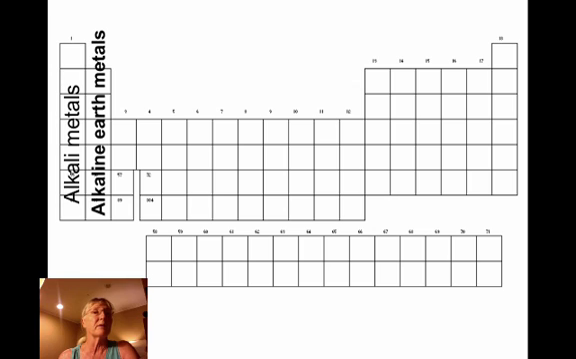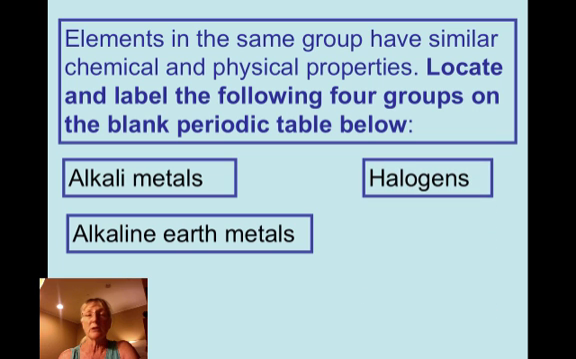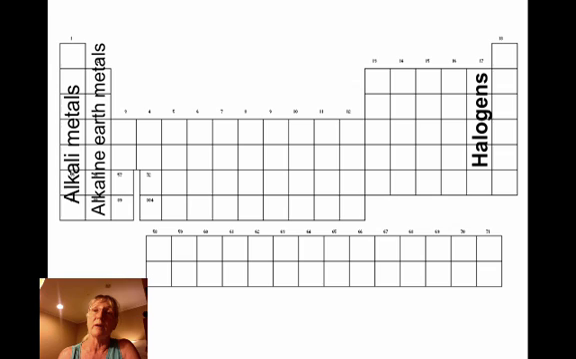Now there's a large number of columns that aren't named on the periodic table. So we're only going to identify the four that our book mentions, and the second to the last column over on the far right hand side are called the halogens. And the halogens are a group of non-metallic elements that can have various forms, solid, liquid, or gas, and have a wide variety of properties.